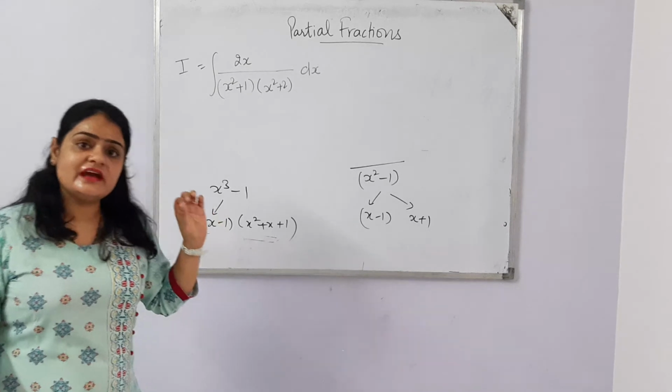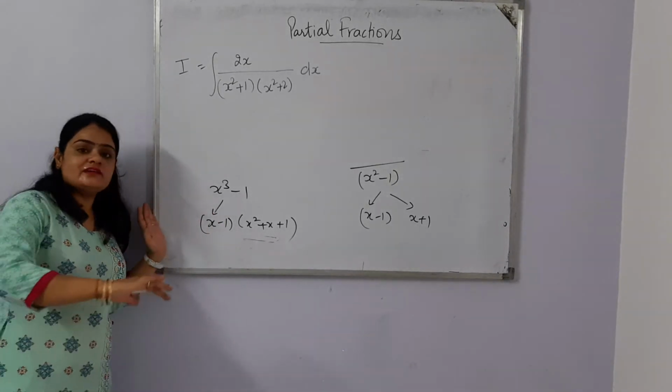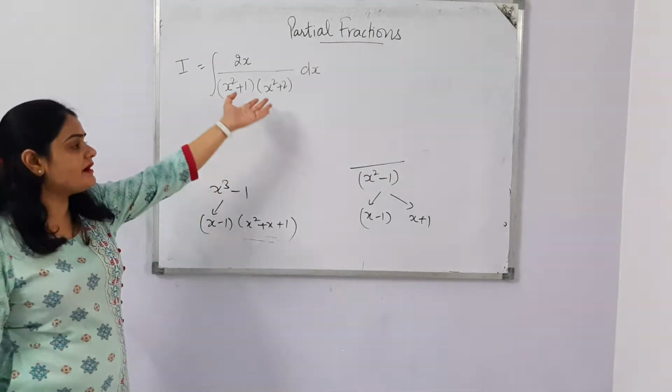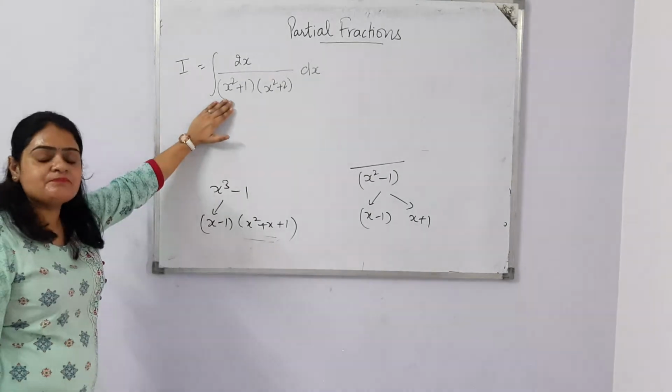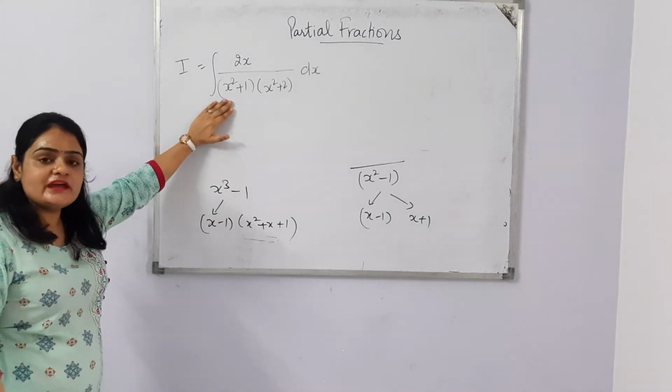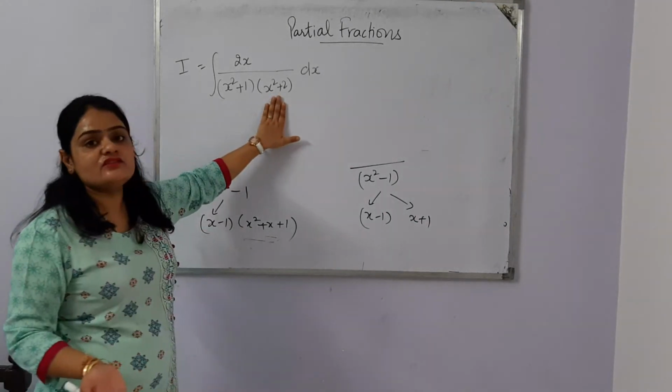If that function can split, in that case we need to apply whichever partial fraction procedure is applicable. But here you are watching that we have x square plus 1. We cannot spread it out. That means we cannot make linear factors from x square plus 1. And the same with the case of x square plus 2.